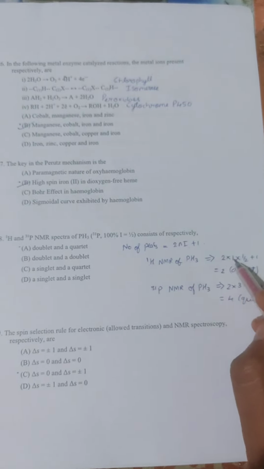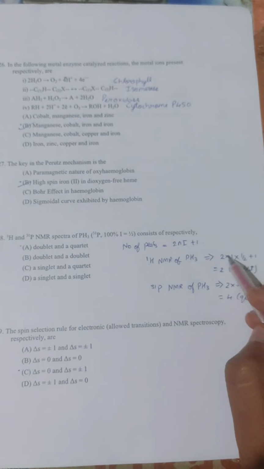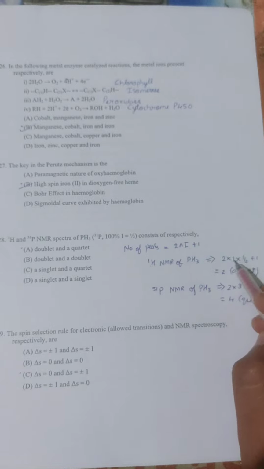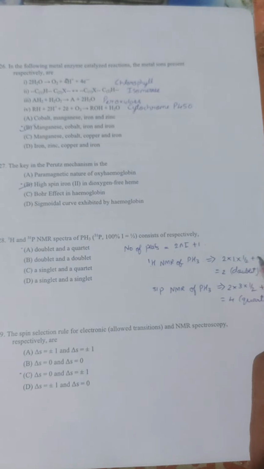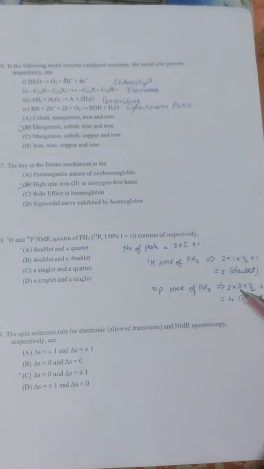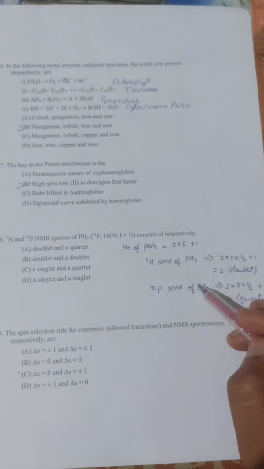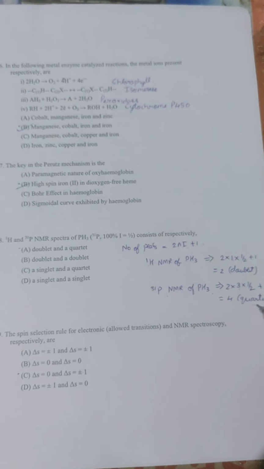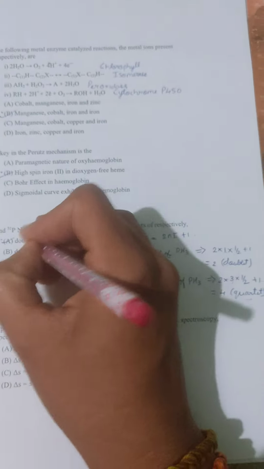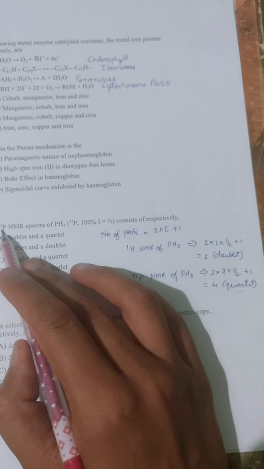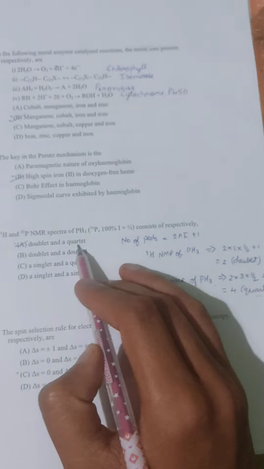Since it is 2 into 1, because here it is based on P, P is having effect on it. So 2 into half plus 1, we will get a doublet. And in case of 31P NMR, we'll have 3 protons, meaning hydrogen is giving effect on phosphorus, so we'll get a quartet. So the answer is a doublet and a quartet. Doublet refers to 1H NMR, and 31P NMR will get a quartet in the peaks.